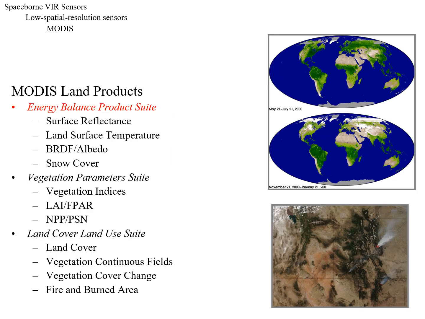We can break up the various different land products from MODIS into 3 categories. One of them is the energy balance product suite. The second is the vegetation parameter suite. And the third is the land cover land use suite.